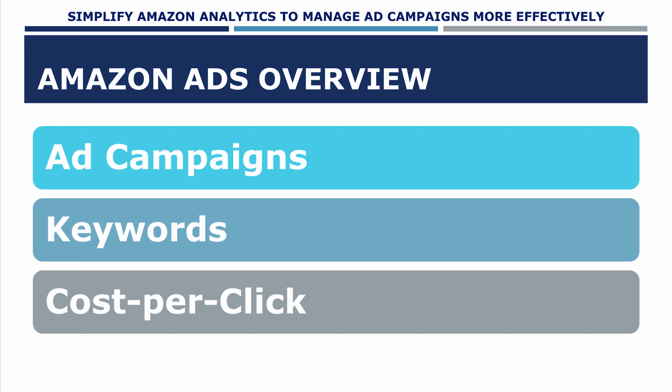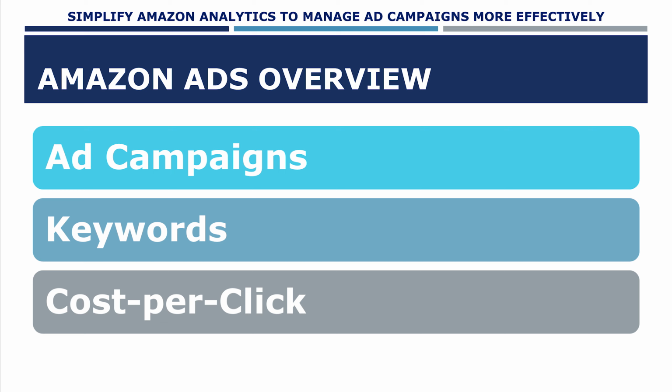What exactly is an Amazon ad? Well, if you're a product seller on Amazon and you want to advertise a product of yours directly on Amazon's website, you can do that through an Amazon ad. How this works is you create something called an ad campaign. And once you create an ad campaign, you can assign products to that campaign. And once you assign products to that campaign, you assign keywords to the campaign.